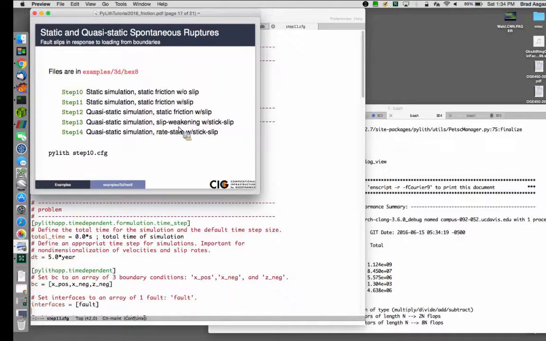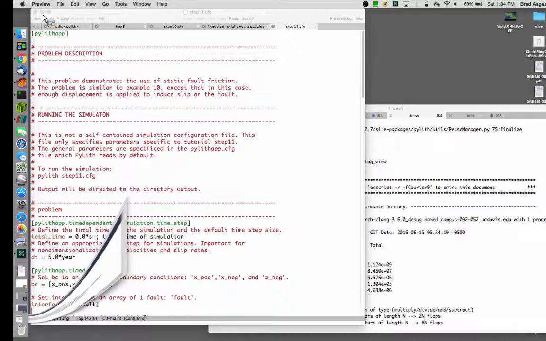So step 13, quasi-static slip weakening with stick-slip behavior. The fault will slip. It'll go down to a lower dynamic value. And so then the fault will lock. When the fault locks, the coefficient of friction will reset to the static value, allowing us to build up more stress until it overcomes the static coefficient of friction again. The fault friction will drop. We'll get more slip, and then the process will repeat itself.